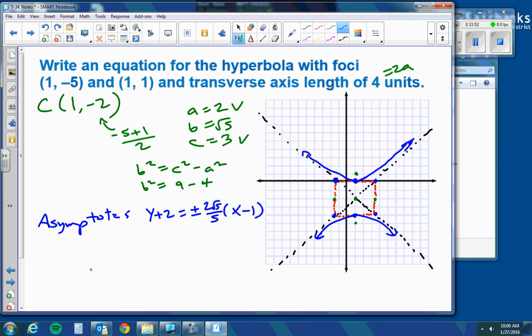Now the actual equation should start with what? Should it be x minus something squared first, or y minus something squared first? Because it's vertical, we'll do the y plus 2 squared first, then the x minus 1 squared second. And then a was vertical, so a squared goes with the y. And then b squared is 5, it goes with the x. There we go, there's your equation.